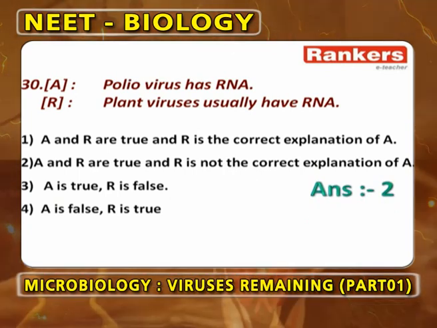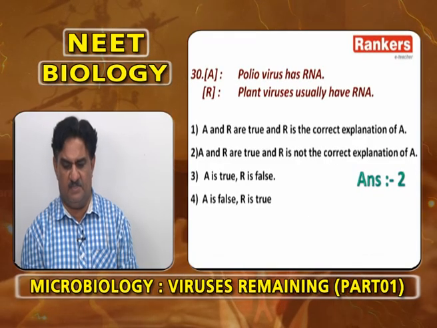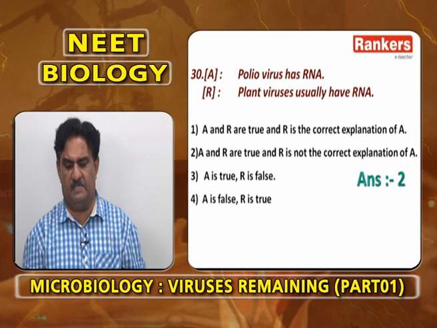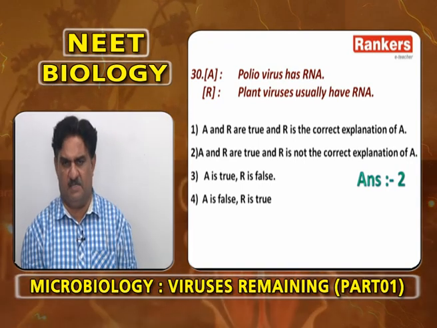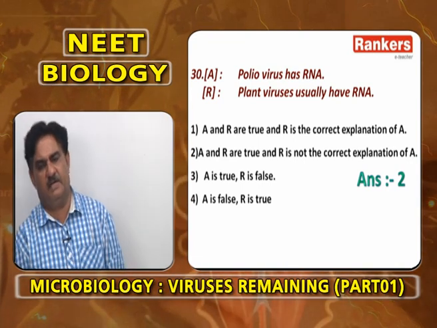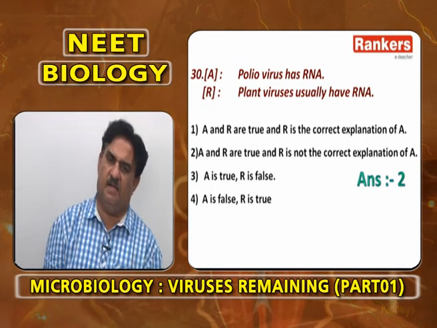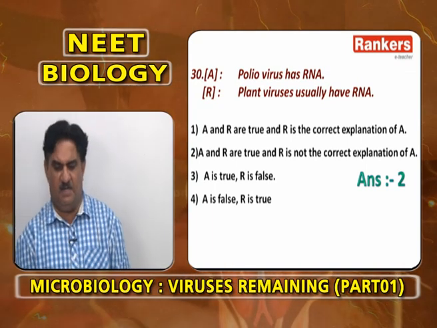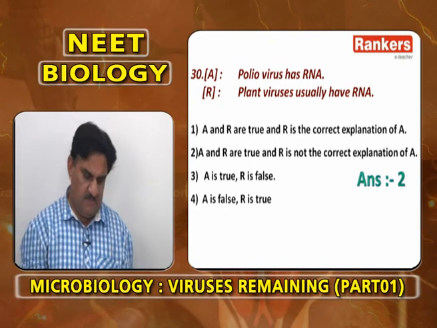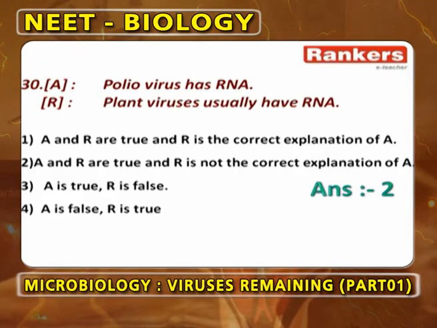Polio virus has RNA. Plant viruses usually have RNA. Polio virus having RNA is correct, because influenza virus and polio virus are animal viruses with RNA, but plant viruses usually have RNA. So, any plant virus will definitely contain RNA.